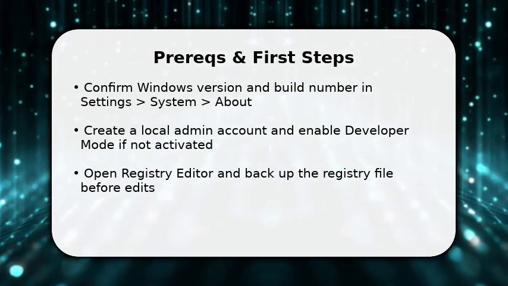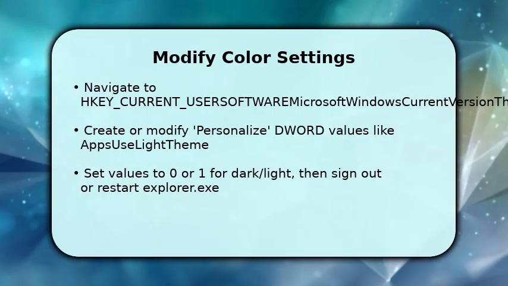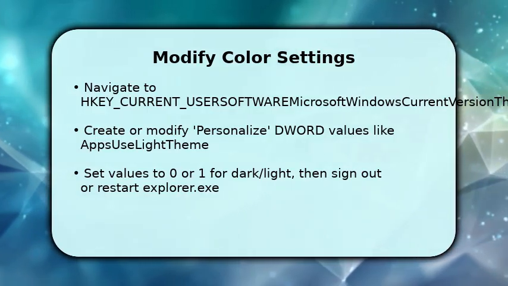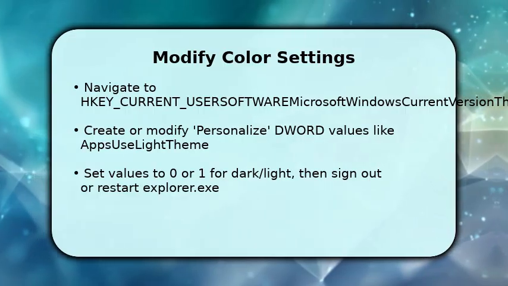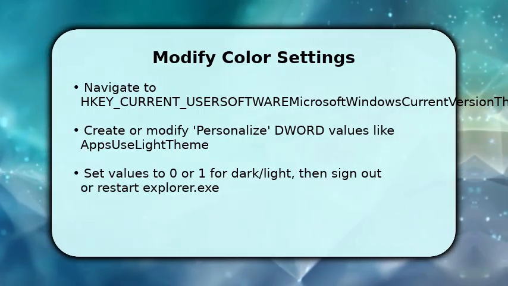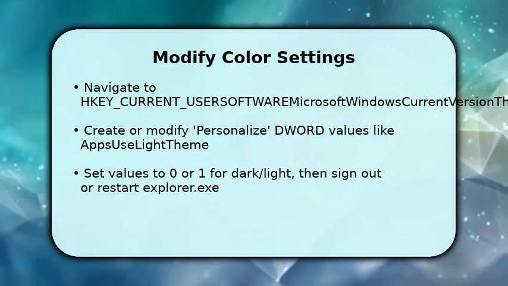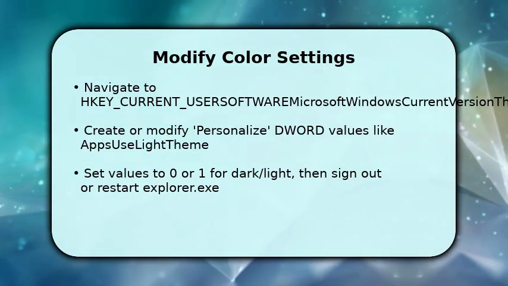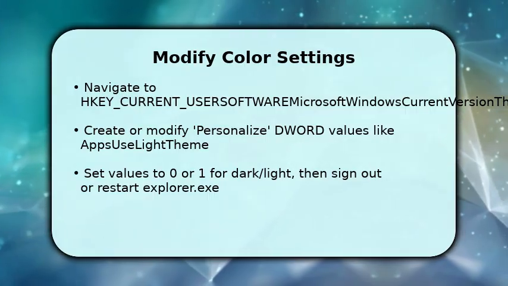Now you modify theme keys to override activation limits. In Regedit, go to the Themes path and open the Personalize key. If it's missing, create it. Change AppsUseLightTheme and SystemUsesLightTheme to 0 for dark or 1 for light. You can also set AccentColor and AccentColorMenu as DWORD with hex color codes to force a color.